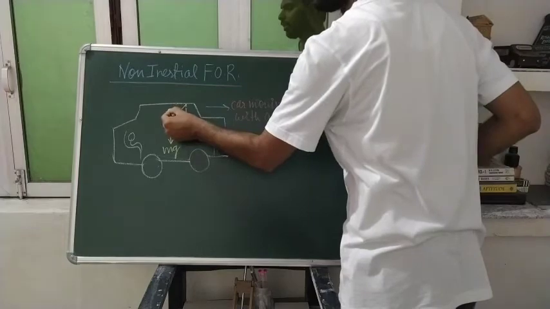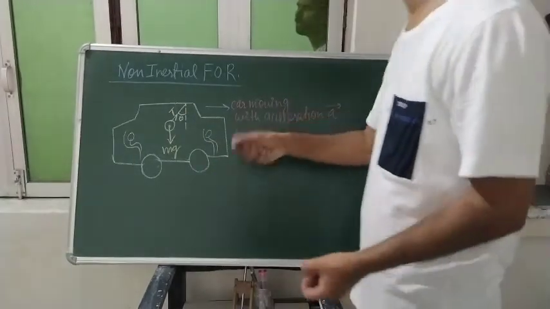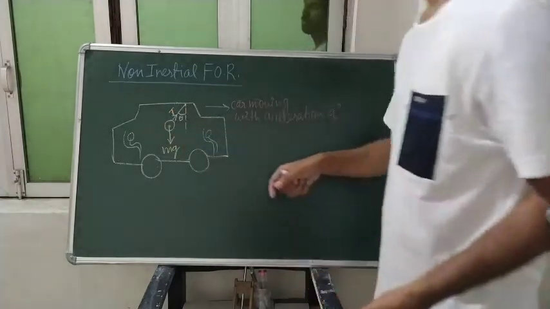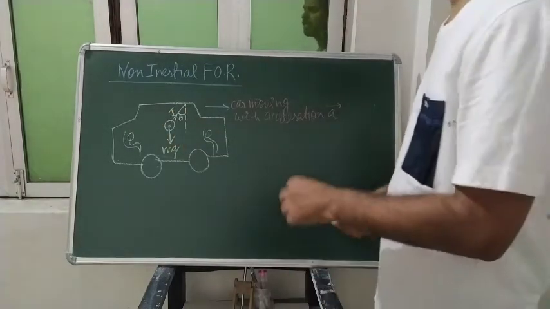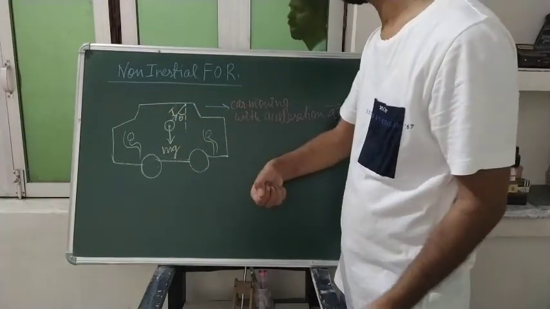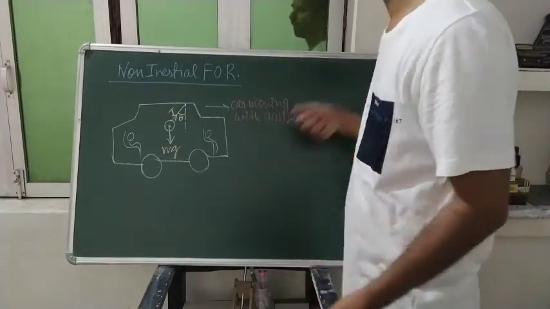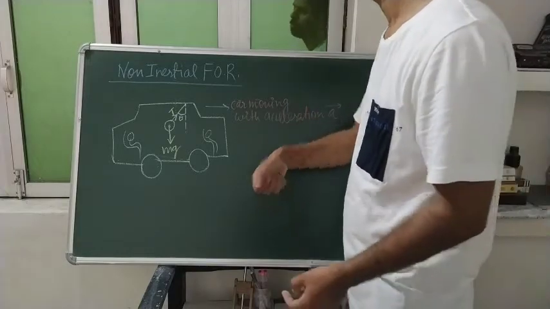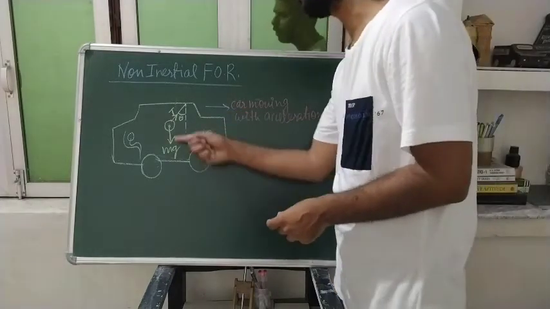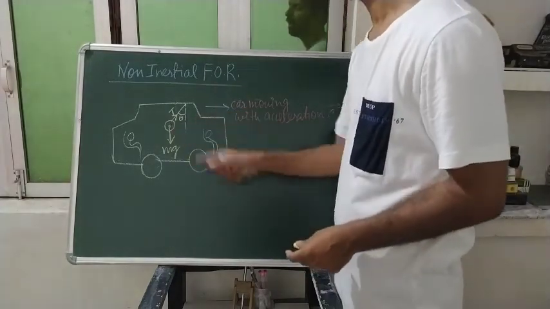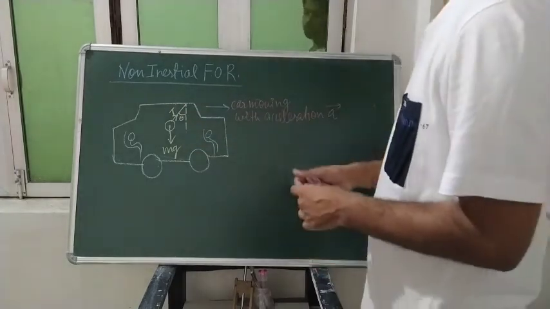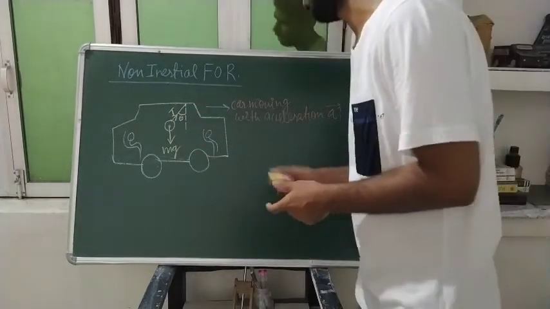And there will be tension in the string of the pendulum, and that tension will be along the string and have a pulling effect. So only these two forces, the weight of the bob and the tension in the string, are present here. No other forces are acting on it.